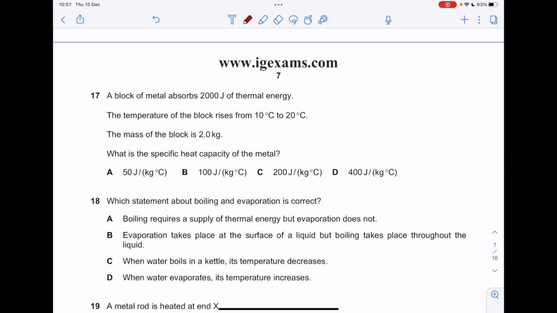A block of metal absorbs 2,000 joules of thermal energy. The temperature of the block rises from 10 degrees to 20 degrees. The mass of the block is 2 kilograms. What is the specific heat capacity of the metal? We need this equation: Q equals mc delta T. Q is energy, so that's been given, 2,000 joules. Mass we've been told is 2 kilos. We're after the specific heat capacity, c. And then the difference between 10 degrees and 20 degrees is our change in temperature, so that's 10. Do 2,000 divided by 20 to find c. So our answer is 100.